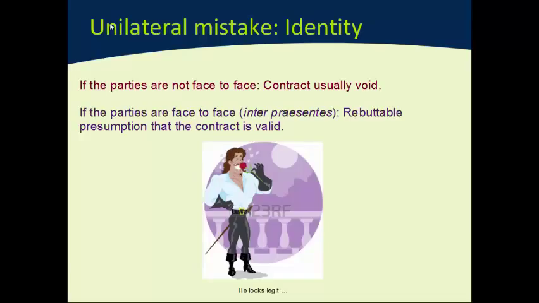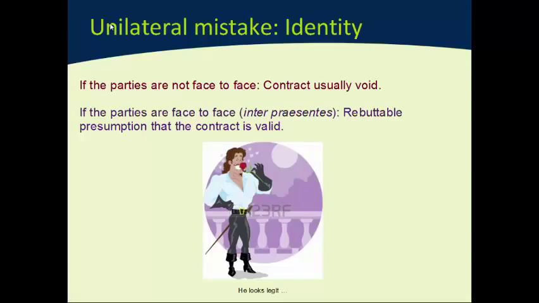So generally speaking, when parties are inter praesentes, when they're face to face, the court is going to presume that the intention of the mistaken party was to enter into a contract with the person standing opposite them. Now, that, however, is a rebuttable presumption. So, even though it is an effective presumption that the court will make, it is possible for the mistaken party to show that under the specific circumstances that they're bringing forward, it would not be reasonable to hold them to the contract, and that will be determined on the facts of each specific case.